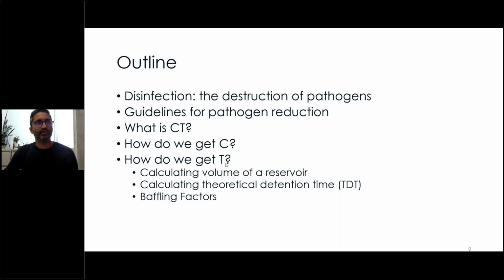So once we learn how do we get our C and we learn how do we get T, we'll put it together, we'll calculate what CT is, and then go back to those guidelines and look at how much log removal can be achieved for a particular CT and what that means in terms of log credits. And we'll talk about what log credits are a little bit as well. And then after that, we'll wrap things up and then get into some Q&A.